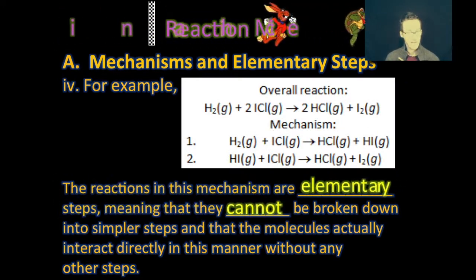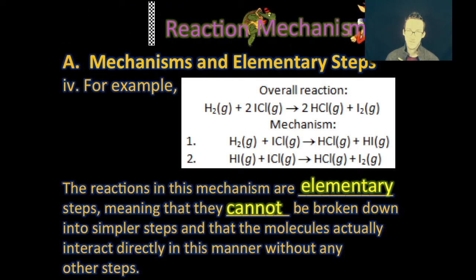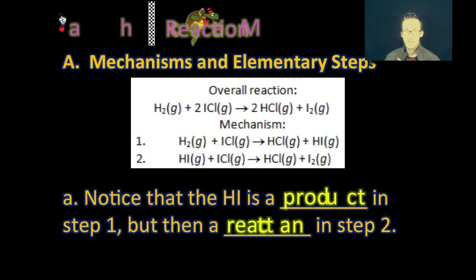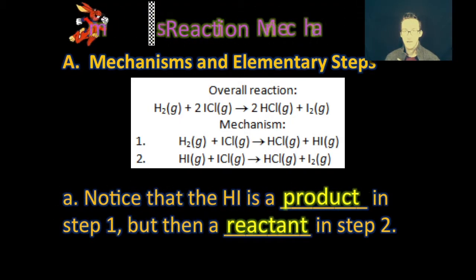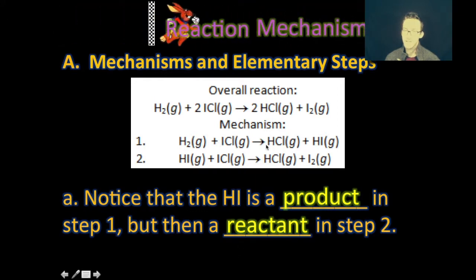Okay, so for example, as you take a look at your notes there, you're given your overall reaction with the elementary steps of the mechanism spelled out for you. The reactions in that mechanism are elementary steps, meaning you can't break those steps down any further, and the molecules actually interact directly in that manner without any other steps. Notice in the overall reaction, you're given what you observe, but the mechanism breaks that down a little bit, and we get what we'll learn are intermediates.